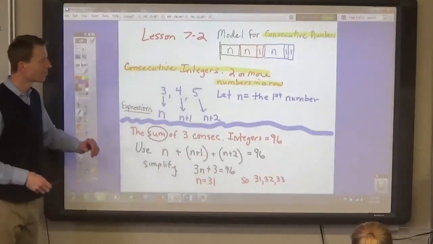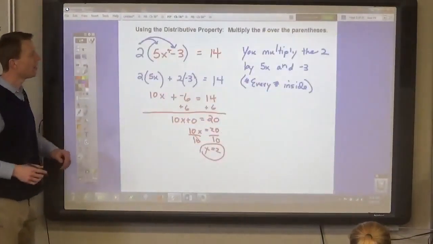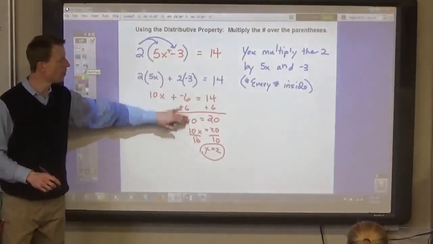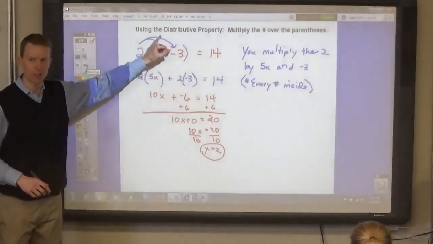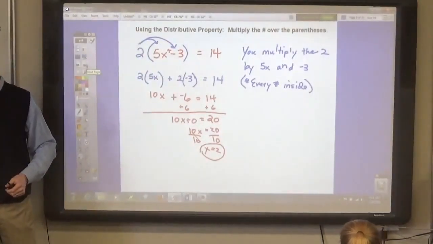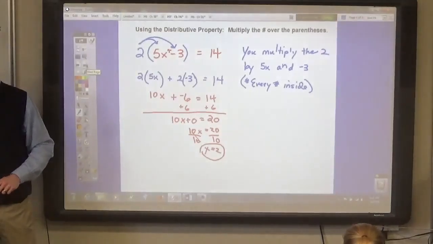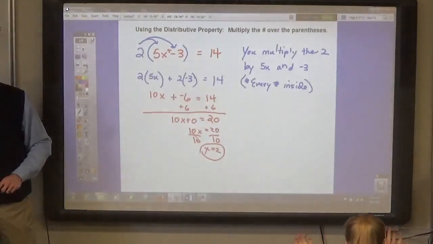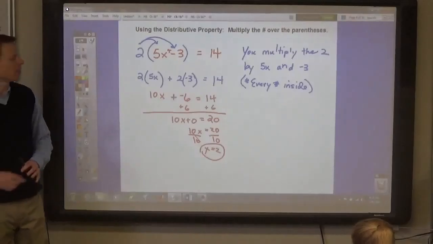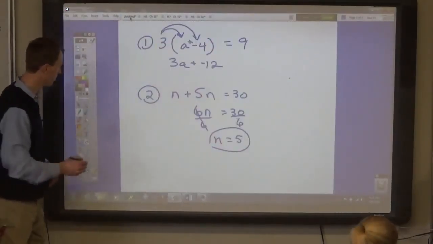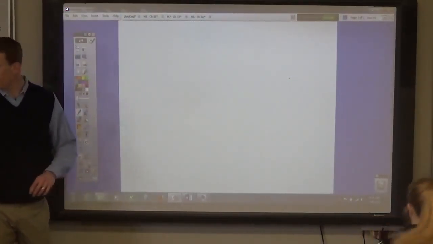Alright, now, we already covered the distributive property. Remember, you multiply over the parentheses. But on page 359, there's this problem. The consecutive integers.